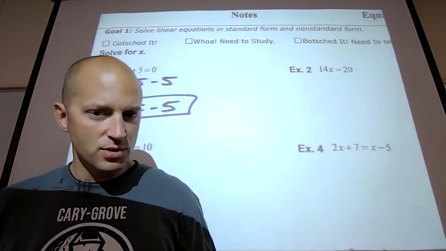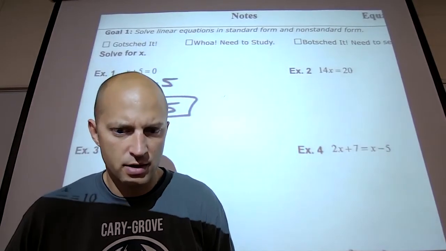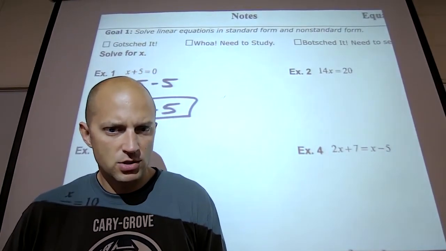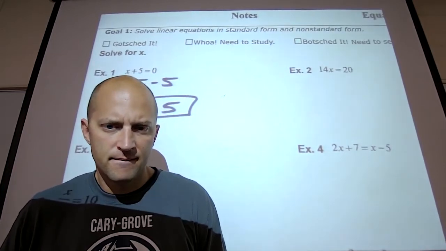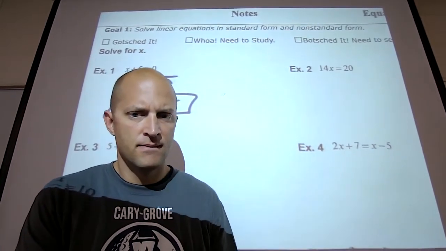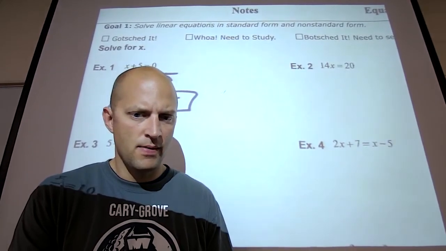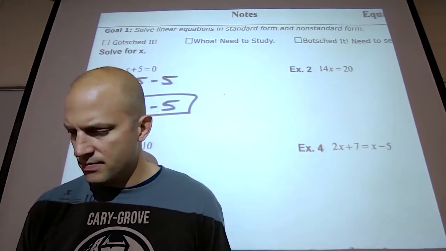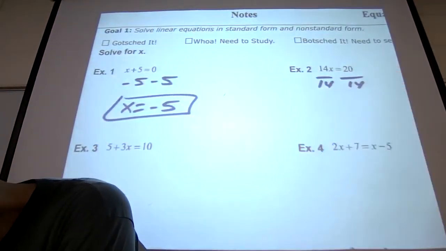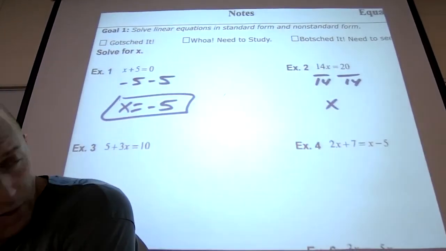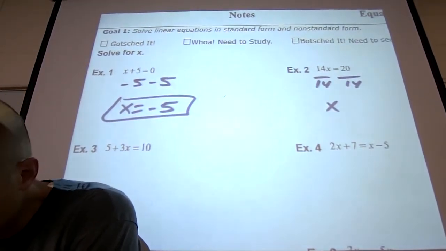I got 14x equals 20. What was the first thing you did? And I don't want to hear the same people over and over. What did you do, y'all? Again, great review from 2-1 and 2-2. Divided by 14 on both sides. Nice job, Greg. You can go ahead and reduce 20 over 14 by what, 2?